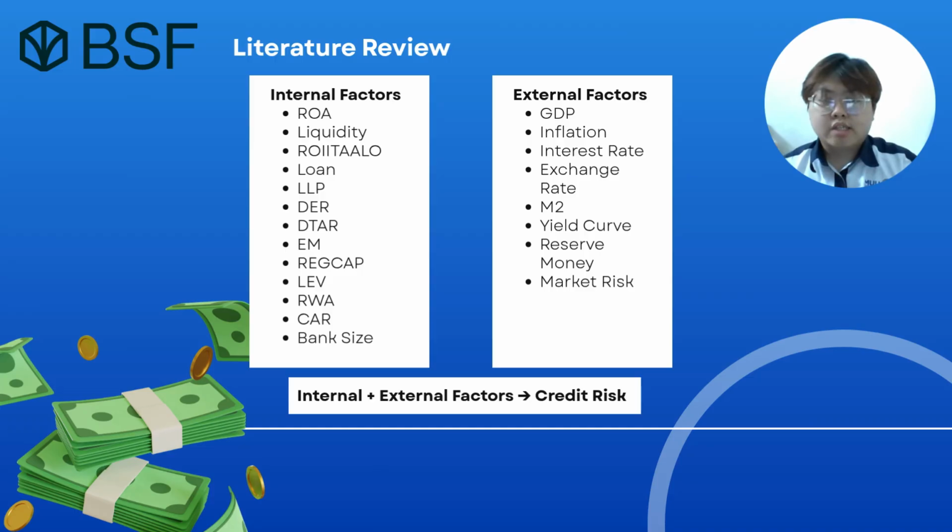The second group is external factors such as GDP, inflation, interest rate, exchange rate, two-year curve, etc. This represents the overall economic environment. Past studies suggest both factors can influence credit risk, but internal factors usually have a more direct effect.